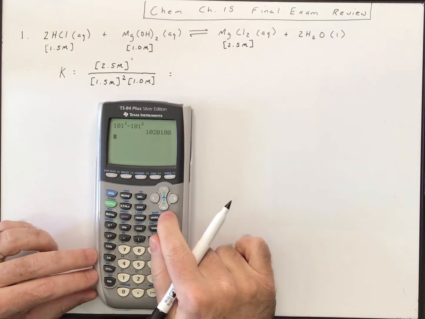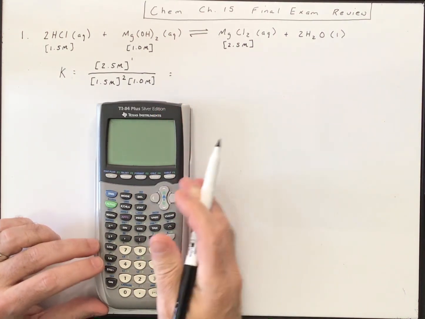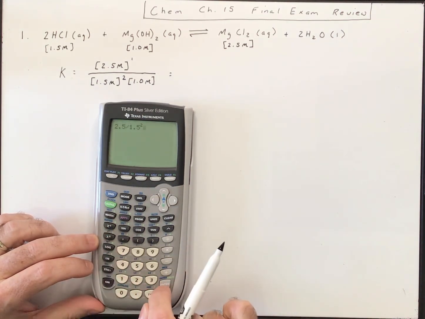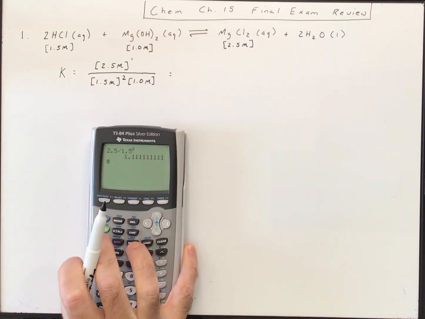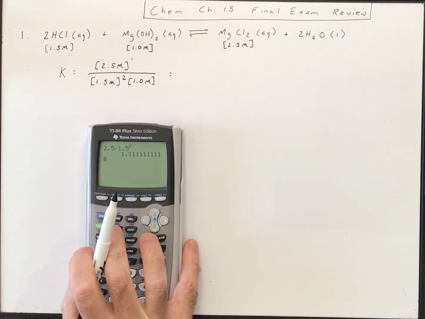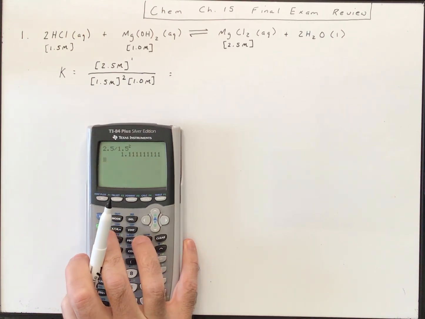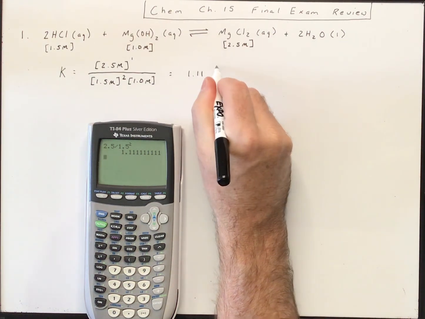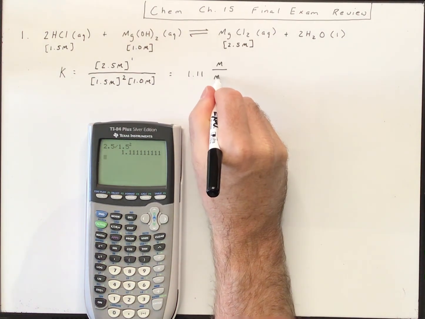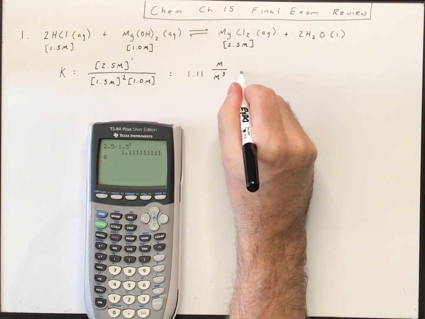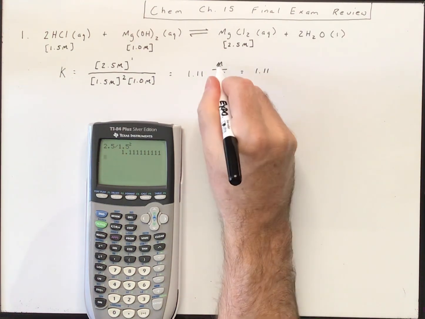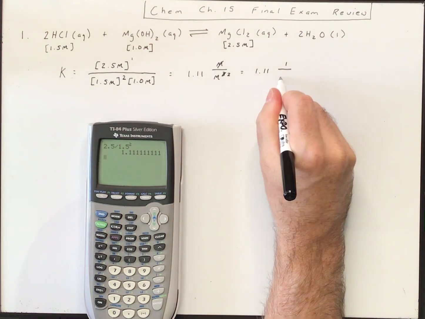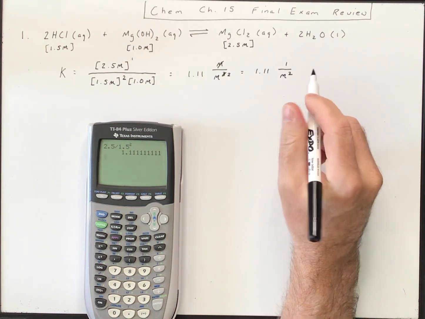All right, so in your calculator, I'm just going to ignore that 1 molar since it's just 1, and I would have 2.5 divided by 1.5 squared. That is 1.11. The unit is going to be molar on top and then molars cubed on the bottom. So that's going to be 1.11. That'll cancel out and this will go to squared. So 1 over molar squared. Remember, the unit's a little more important than normal.